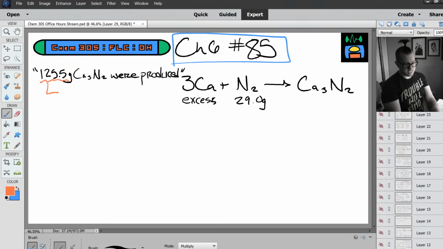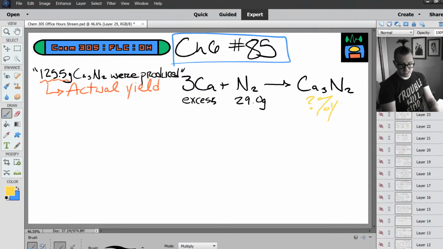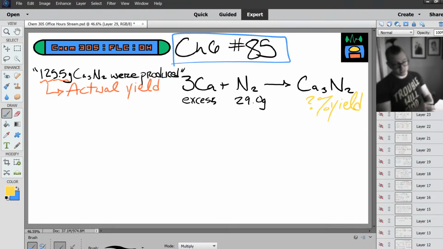That means that this is an actual yield. And you'll notice they want to know what the percent yield is. Percent yield is equal to actual, which we have, over theoretical. So to solve this problem, we need to calculate our theoretical yield because they gave us our actual yield.